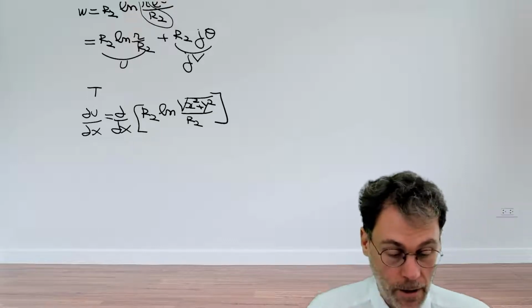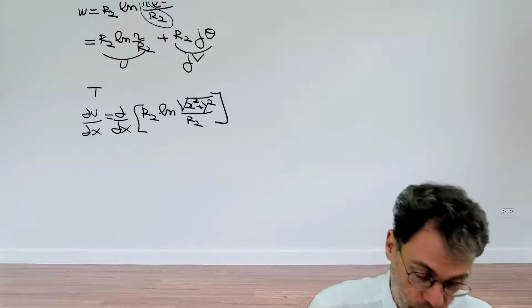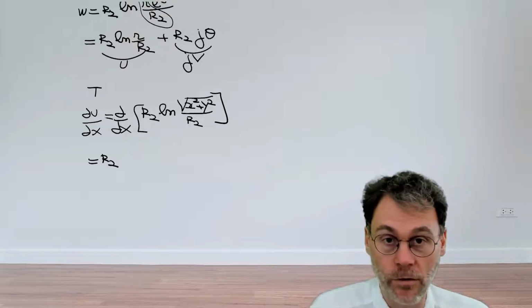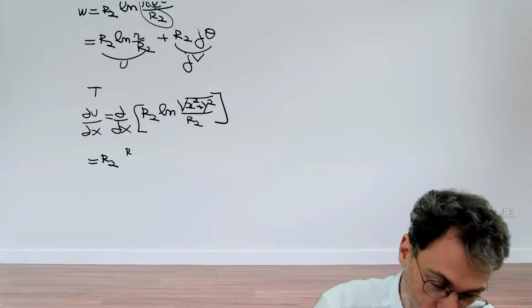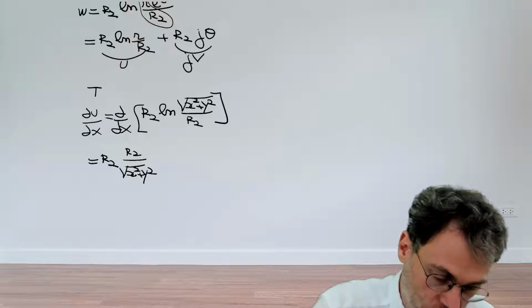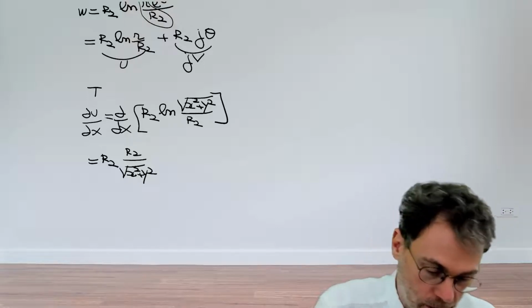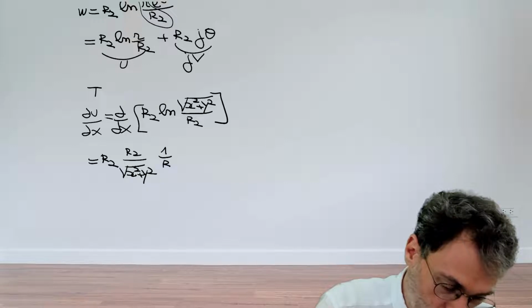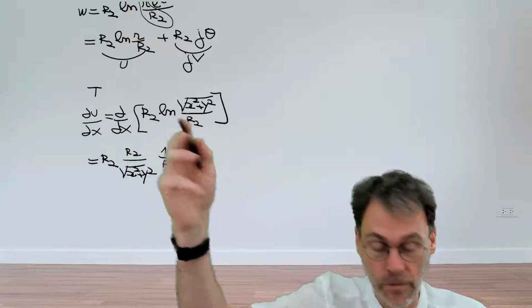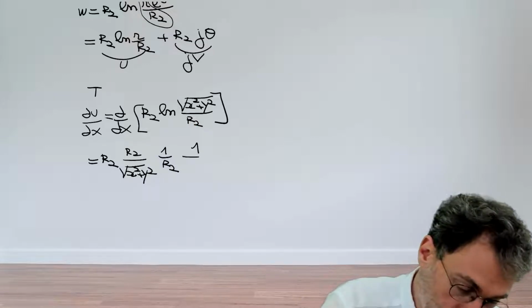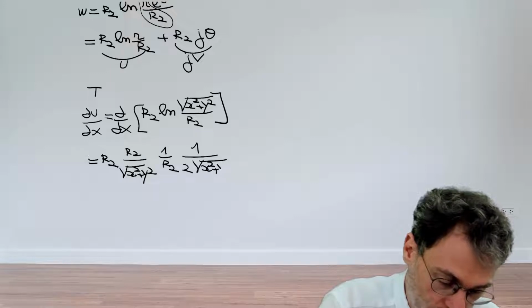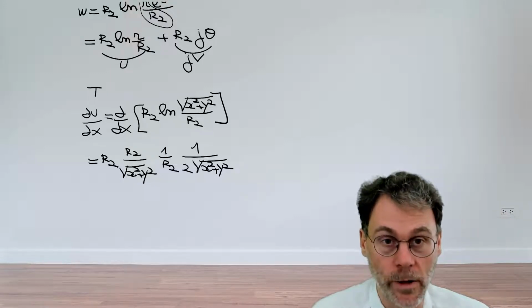Okay, that looks like a job for the chain rule. So let's start. First of all, derivative of the logarithm. So then we just flip this thing on its head. So then we have x squared plus y squared. Okay, then we have a factor 1 over r2. And then we have to worry about taking the derivative of the square root, which is going to be 1 over 2 times that square root in the denominator, x squared plus y squared.